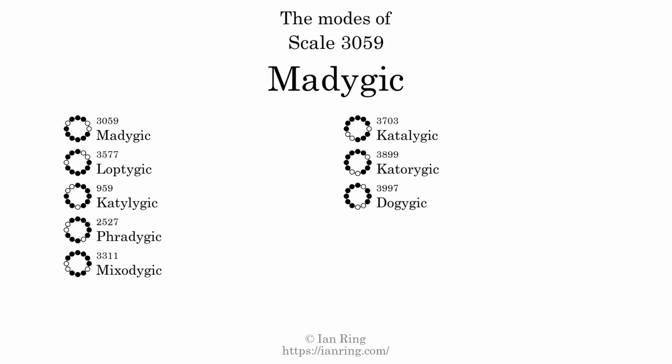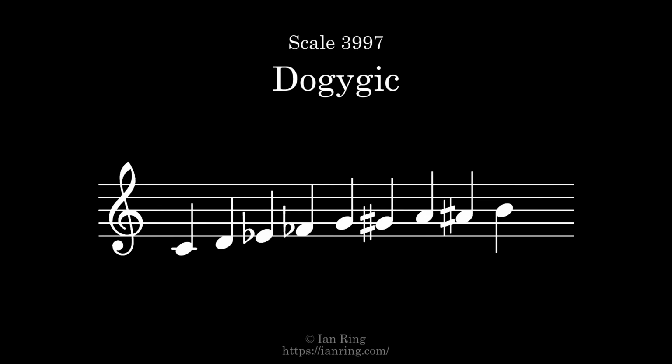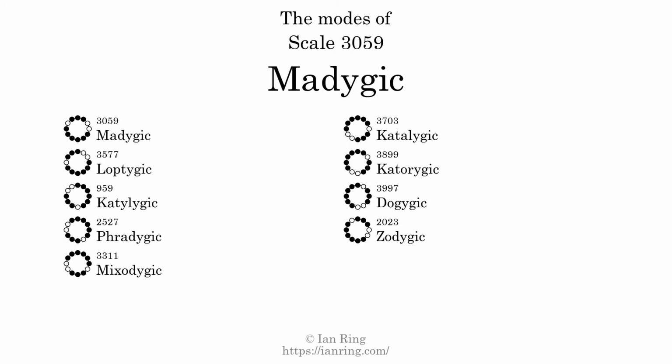The eighth mode is scale 3997, also known as digigic. It sounds like this. The ninth and last mode is scale 2023, also known as Zadygic. It sounds like this.